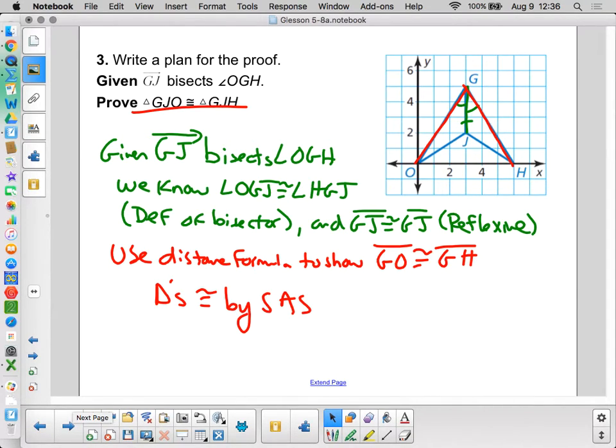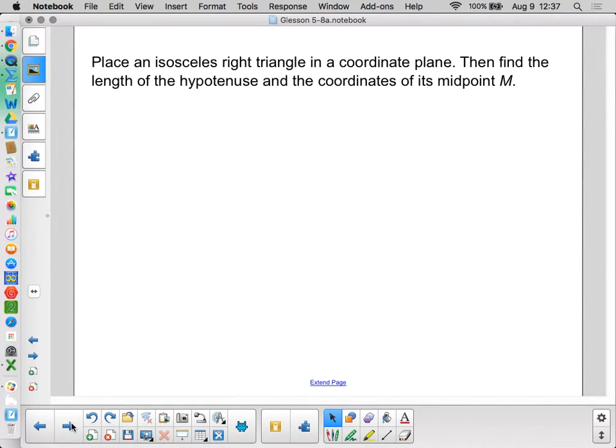Again, if you would rather write out the full 2-column proof, you can. However, it does get messy when actually finding the lengths of the sides because you have to write out the whole distance formula. That's not necessarily so fun. Place an isosceles right triangle in the coordinate plane. Find the length of the hypotenuse and the coordinate of its midpoint, M.